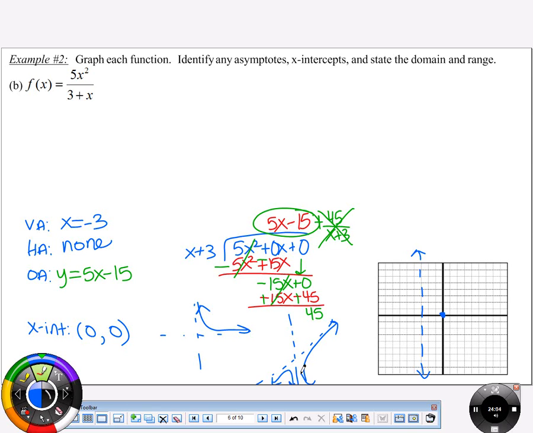Which part of this equation of the line is the y-intercept? Negative 15. It's somewhere way down here, and then it wouldn't have even crossed this yet. How am I going to get the graph on the other side of it if it's below it and not above it?